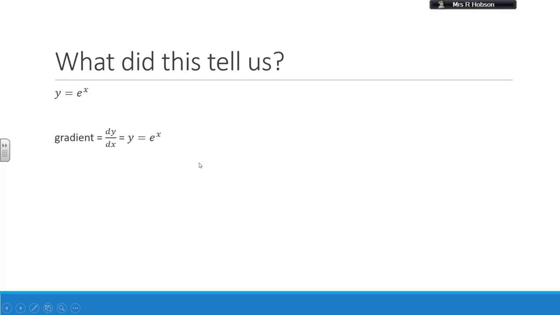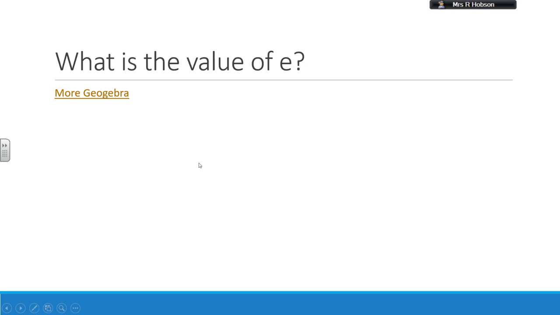Repeating that again, because it's really key to understand: when you differentiate e to the x, dy by dx is e to the x. Now I would write that down so you can actually see that. So y equals e to the x, dy by dx equals e to the x. So the next and obvious question is, well, what's the value of e?